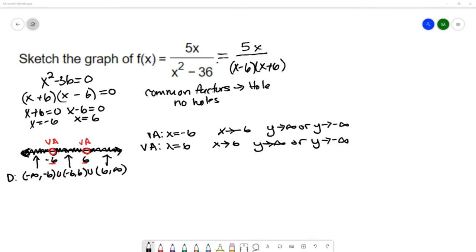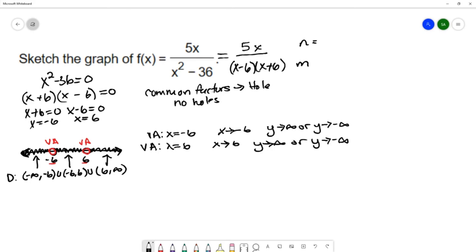The next thing that we're interested in is if this function has a horizontal asymptote. In order to determine if it has a horizontal asymptote, we're going to look at the degree of the numerator, which we call n, and the degree of the denominator, which we call m.